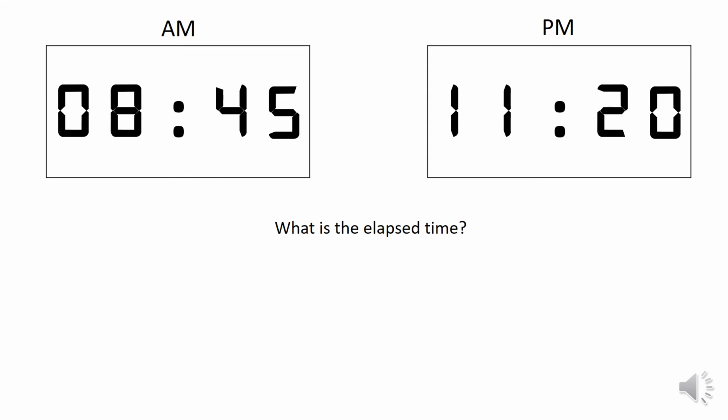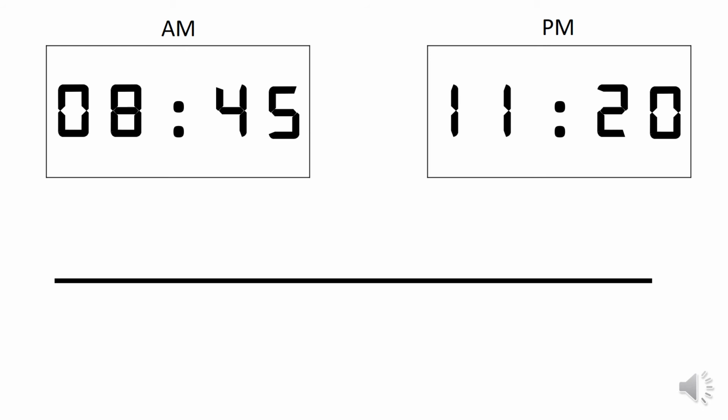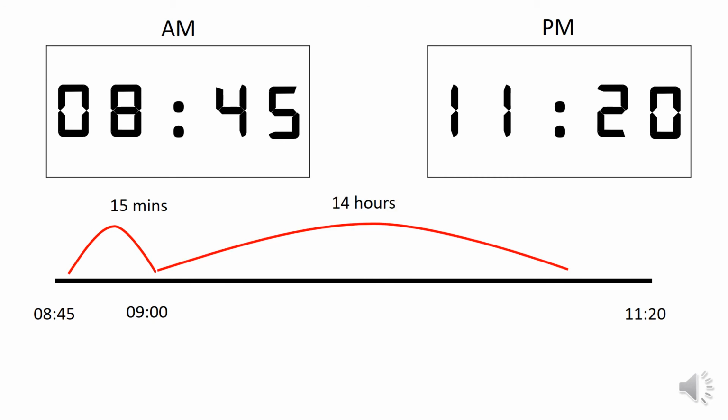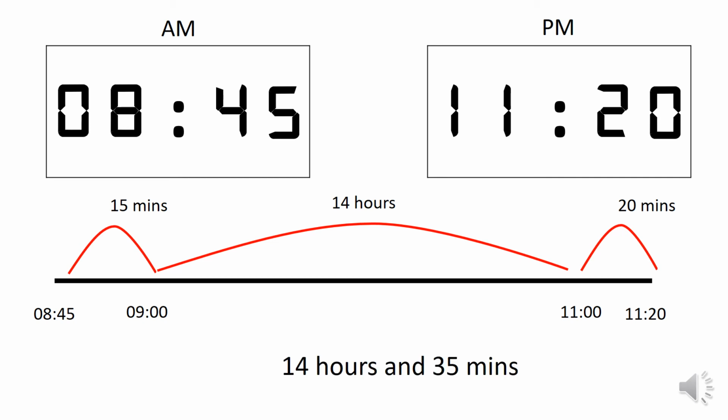Another time here, 8:45 a.m. to 11:20 p.m. What is the elapsed time? Take a pause in the video and have a go. I start with my blank number line, put my two values on. My first jump, I'm going to get 15 minutes, which will take me to 9 o'clock. And then I'm going to jump on 14 hours, and this gets me to 11 o'clock. I'm going to add on 20 minutes, which gets me to 11:20. So all in all, I've got 14 hours and 35 minutes of elapsed time.